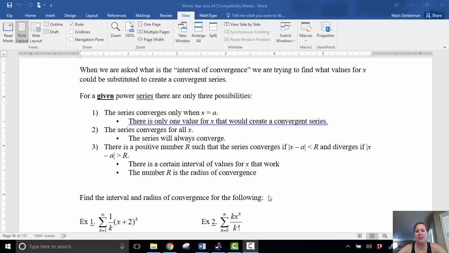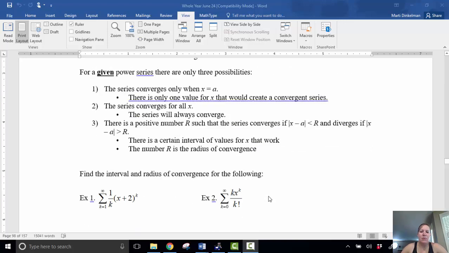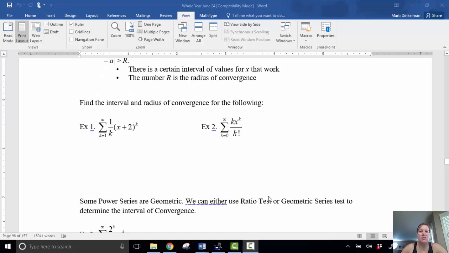More than likely, this is the thing that's going to happen. Number 3, we get an interval. And that interval might be something like, from -3 to 3 is where we converge. So we'll peek at an example at least, maybe that 3rd one. So finding that interval and radius of convergence on these examples, we are going to be best friends with the ratio test.